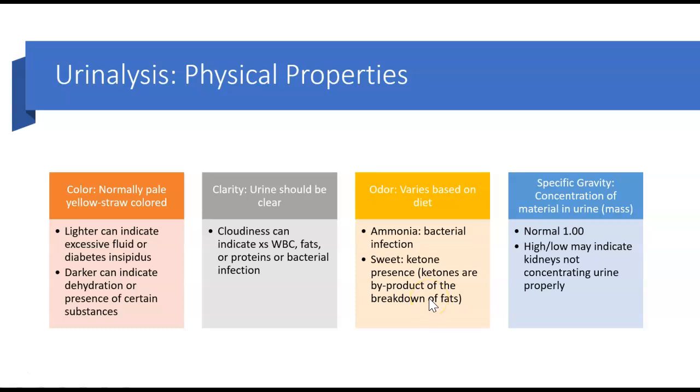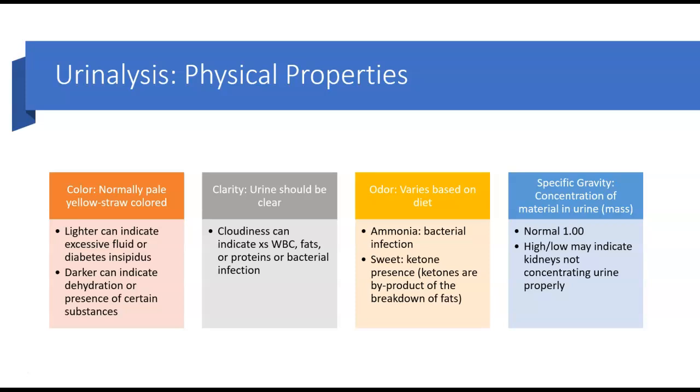Odor, it should not really have an odor. If you have a very ammonia type of odor in your urine, that can indicate a bacterial infection. If you have a very sweet odor, almost like apple juice, that means that you have ketones present, which are made when your body has to resort to breaking down fat for its energy because the glucose levels are not right.